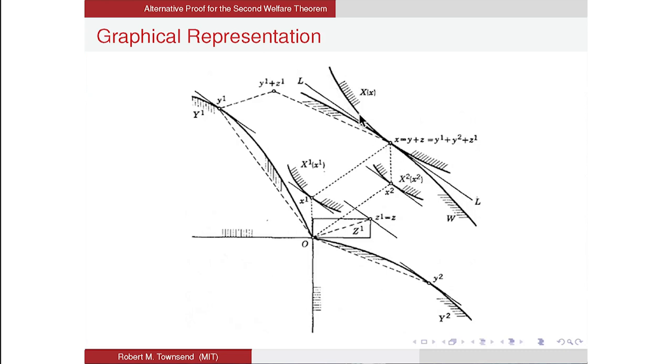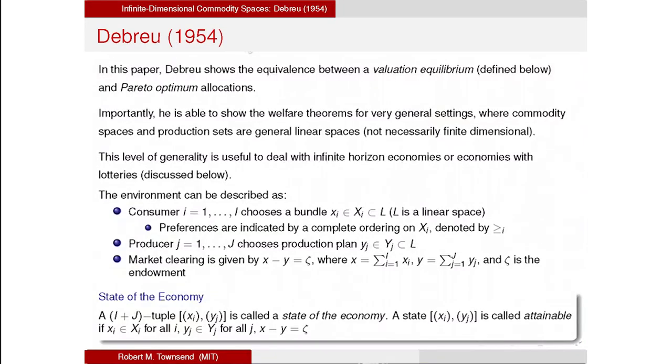And we're going to define the price system. So this is kind of a graphical way to think about that constructive proof without taking first order conditions and matching up Lagrange multipliers. We're using the convexity and the separating supporting hyperplane theorems to get the prices. So in 1954, Debreu worked all this out. He called his equilibrium a valuation equilibrium as distinct from a competitive equilibrium.